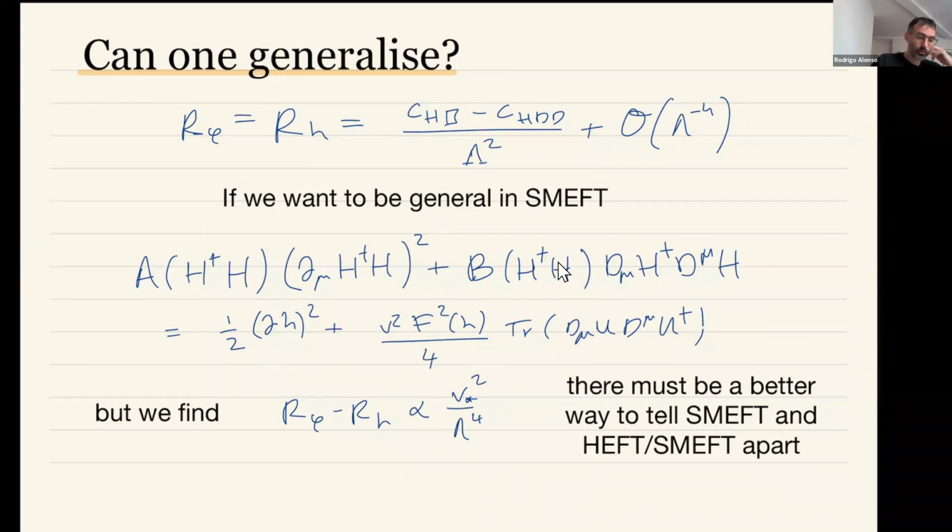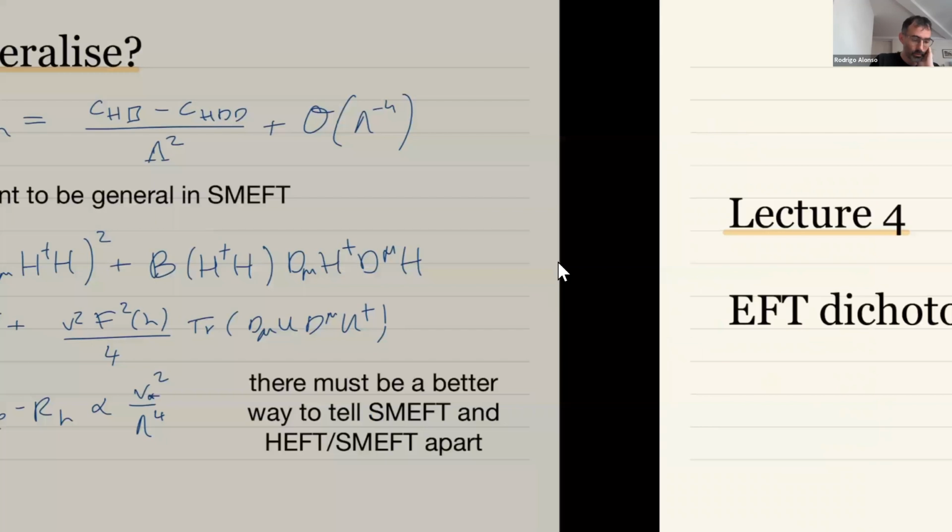Well, what one does find is that the correlation is lost at dimension 8 when you go one more order from these leading corrections in SMEFT. So this is not quite it. We cannot generalize this to any case, and in particular to subleading corrections. So there must be, or we hope there would be, a better way to tell the two apart. But that is the subject for the next lecture.